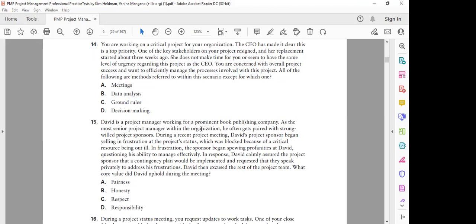Question number 15. Oops, the big question. David is a PM. He often gets paired with strong-willed project sponsors. During a meeting, a sponsor began yelling in frustration, which was caused by a critical resource being out ill. In frustration, the sponsor began spewing profanities at David, questioning his ability to manage effectively. In response, he calmly assured the sponsor that a contingency plan would be implemented and requested they speak privately to address his frustration. David then excused the rest of the project team. What core values did David uphold? It's a very easy answer, right?